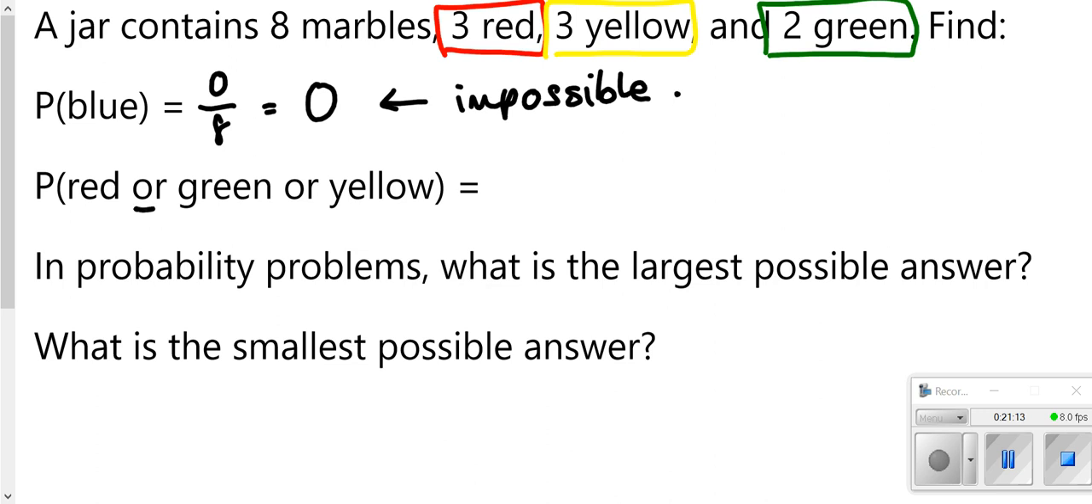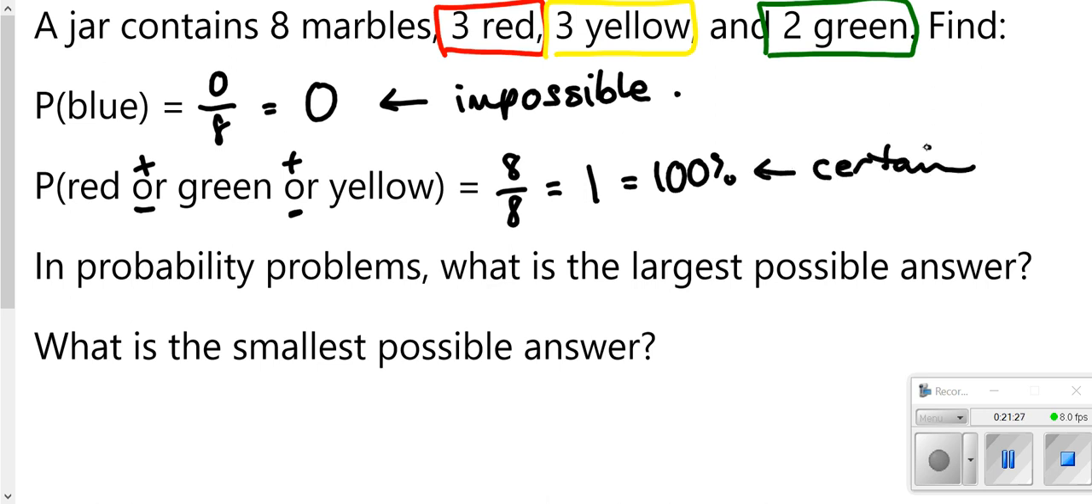The next question says, what is the probability of drawing red or green or yellow? Well, I just told you that or is when you add. So if I add the red and the yellow and the green, I get 8 marbles out of 8, which is 1, which as a percent is 100%. And that means certain. There are not a lot of things in the world that are absolutely certain, but it is certain that if you were to draw 1 marble from that jar, you would get a marble that is red or green or yellow.